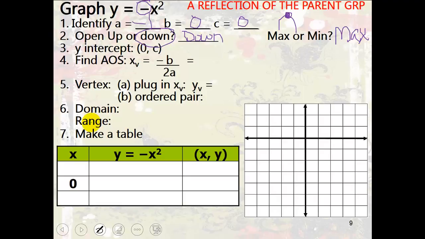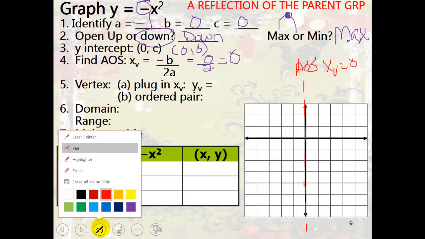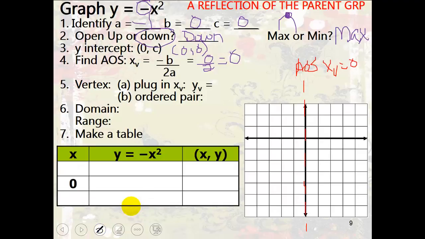That's going to affect my range. My y-intercept is again 0, 0. The axis of symmetry and the x-coordinate of my vertex is 0 over 2, which is equal to 0. So let's go ahead and draw that in. I'm going to use a red line for that. I didn't do that on the first one, but this is a real important line to put on there. Axis of symmetry, x is equal to 0. Now let's plug it in to find the y-coordinate. Again, this one is going to be 0 squared, so we get 0, 0.